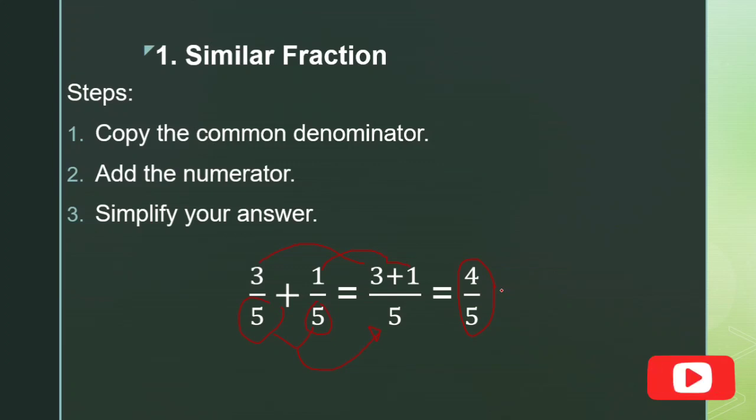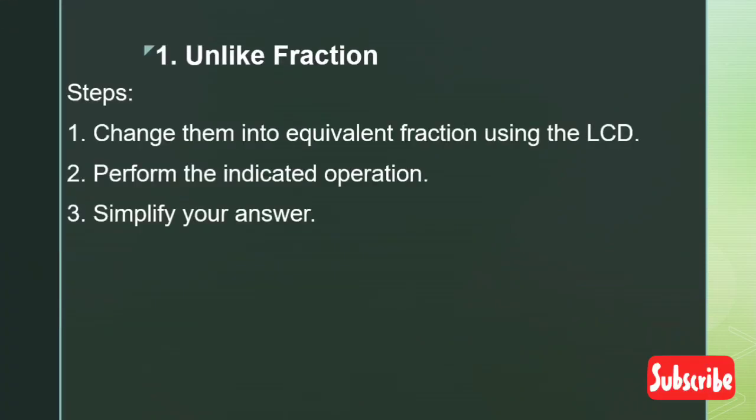Okay, now, paano naman kapag yung unlike or dissimilar fraction na? Ito na tayo. So kapag unlike or dissimilar fractions ang pinag-uusapan na natin, first, we have to change them into equivalent fractions using LCD. Okay, kailangan natin ang LCD. Dapat mahanap natin ang LCD para maging magkaparehong kanilang denominator. And then, perform the indicated operation since addition tayo. So, ang indicated operation natin ay mag-add. And of course, simplify your answer.